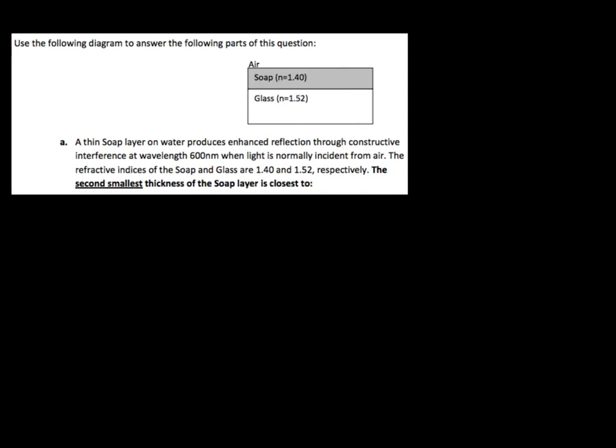So this example says, a thin soap layer on water produces an enhanced reflection through constructive interference. As soon as I see constructive interference, I start thinking about that idea that the change in length is going to be some integer of wavelengths. At a wavelength of 600 nanometers, when light is normally incident from air. So when I'm in the air, I have a wavelength of 600 nanometers.